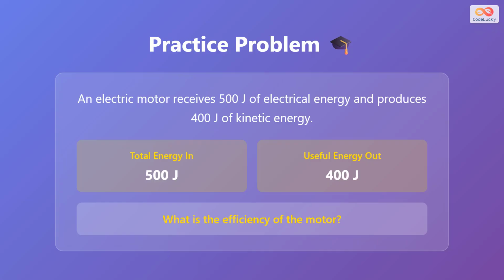Pause here and work through the calculation. Use the 4 steps we learned earlier. When you're ready, check your answer. The efficiency should be 80%.